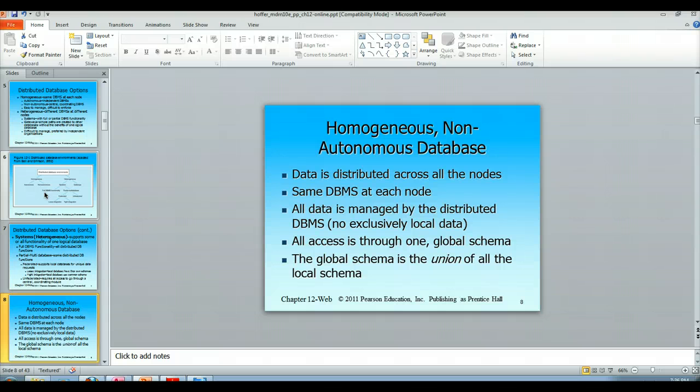So homogeneous, when we're talking about a non-autonomous database, all of the data is distributed across all of the nodes, right? So they're not autonomous. All of the data has to be distributed across all the nodes. They have to have the same database management system at every node. And all the data is managed by the distributed database management system. There is no exclusively local data. They're non-autonomous, all right? They're just copies of the centralized node. And there is one global schema that's the union of all of the local schemas.